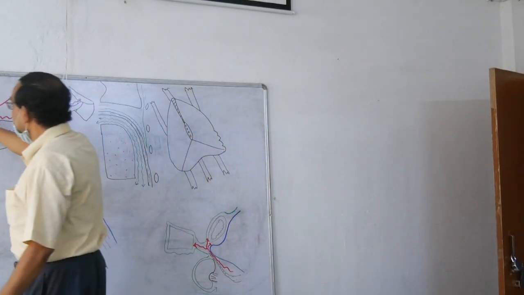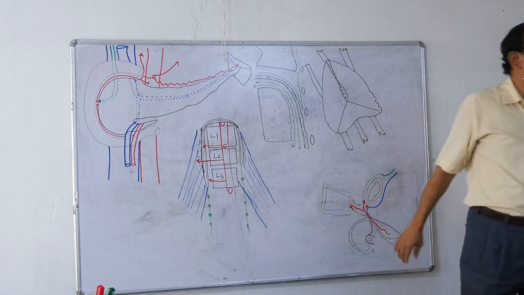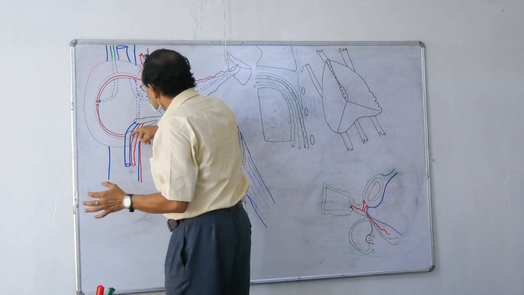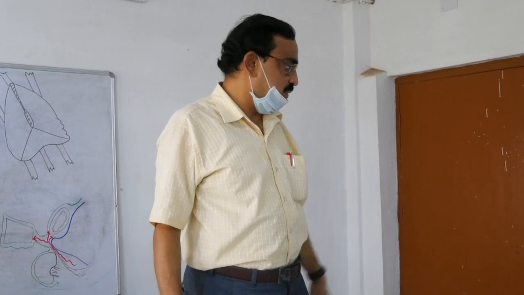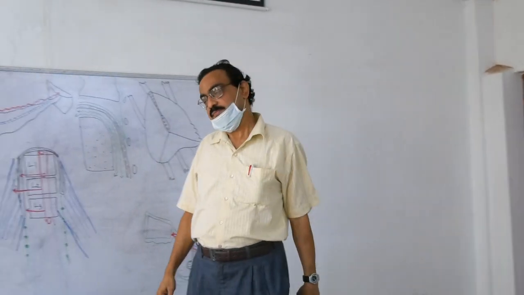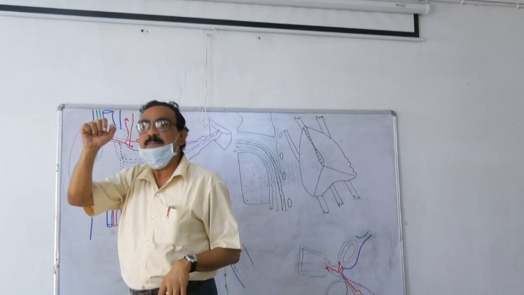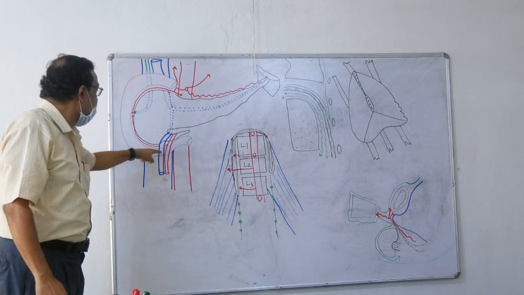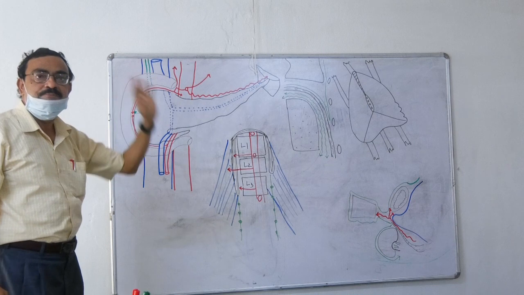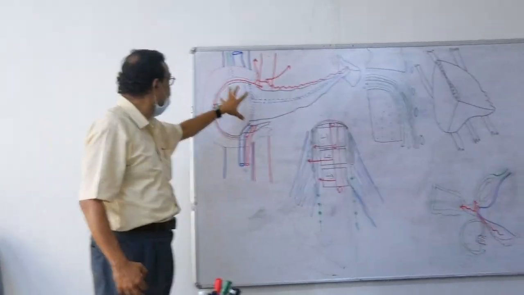Now it has one globular head, but anteroposteriorly that head is flattened. This is the head, and the head is flattened. It remains within the C-shaped curvature of the duodenum. You can see this is the first part, the second part and the third part of the duodenum, and the head is accommodated within the first, second and third parts of the duodenum.